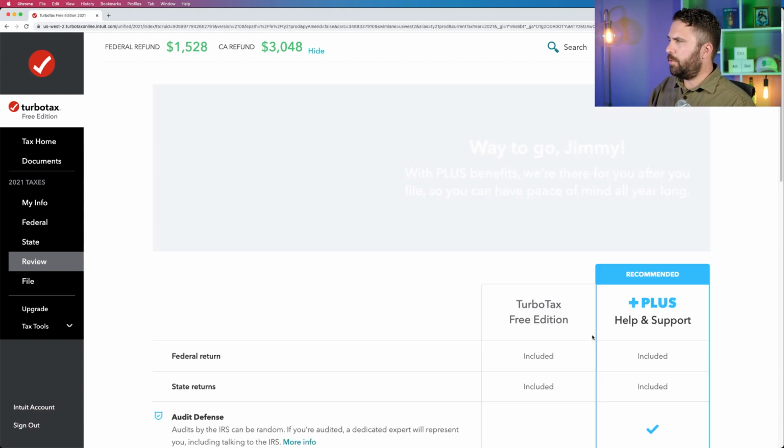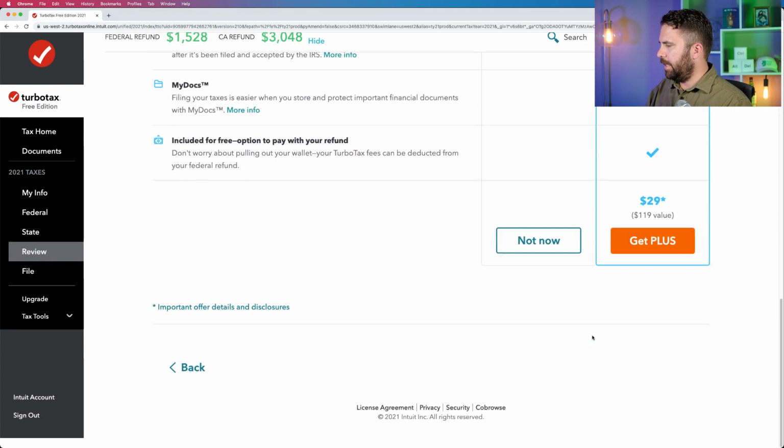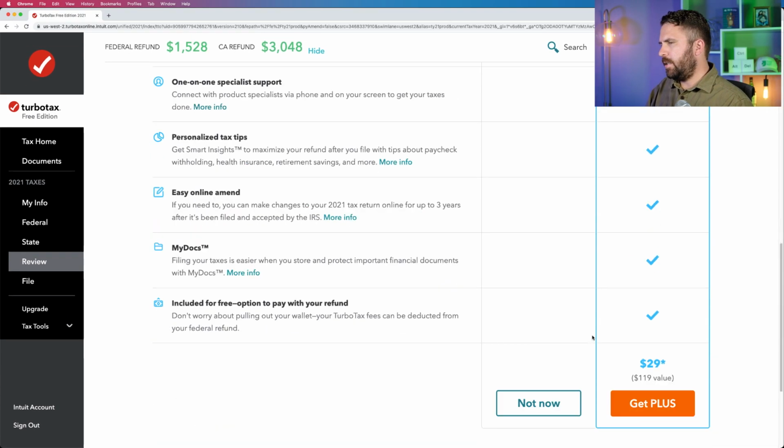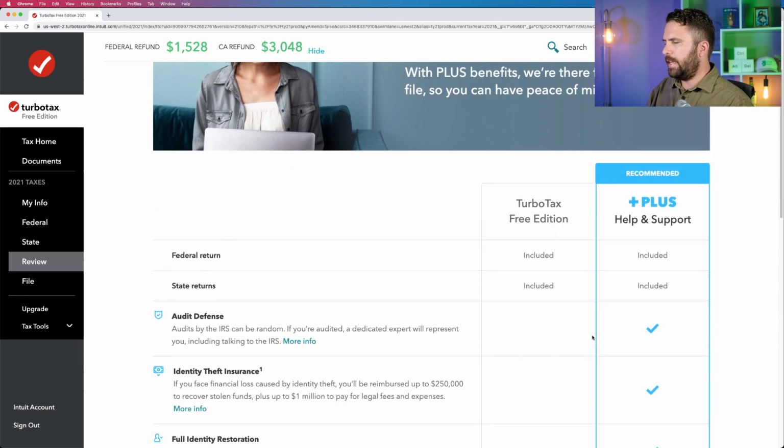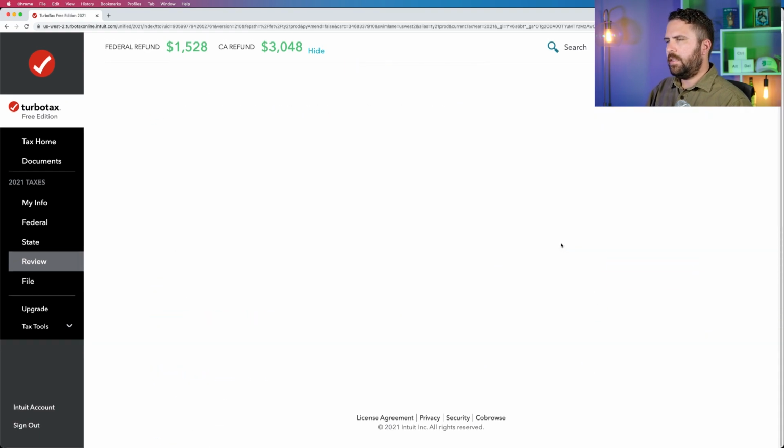I'm going to just zip through the state here. Here's another upsell. I don't like this upsell between the federal and the state return, because with such a simple tax situation, now they know this guy's tax situation is ridiculously simple. Why would he need audit defense and all this stuff? So I don't like that.